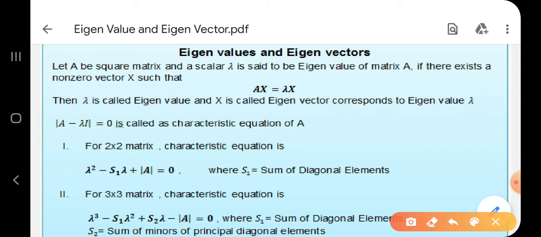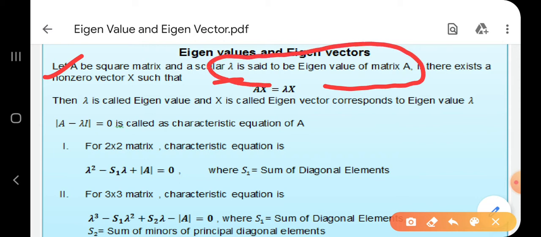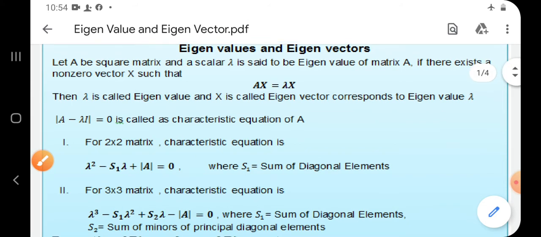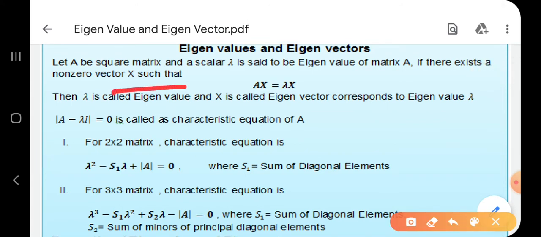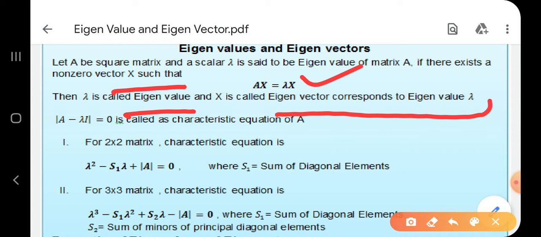So let us see the proper definition. Let A be a square matrix and lambda any scalar number. Then lambda is an eigenvalue of matrix A if there exists a non-zero vector x such that Ax is equal to lambda x. This is important. Ax is equal to lambda x. Right? Then lambda is called the eigenvalue and x is called the eigenvector of matrix A corresponding to eigenvalue lambda.